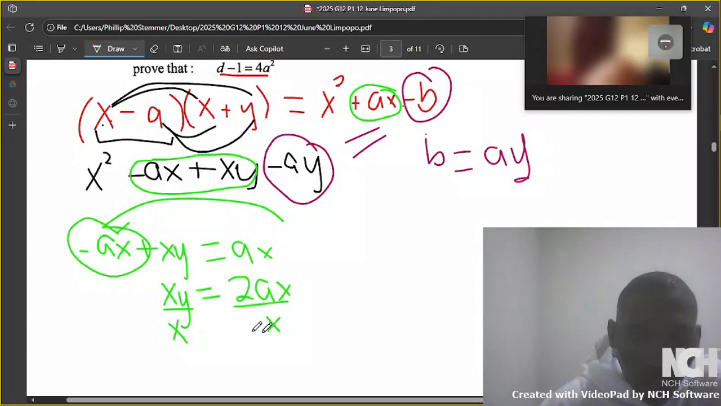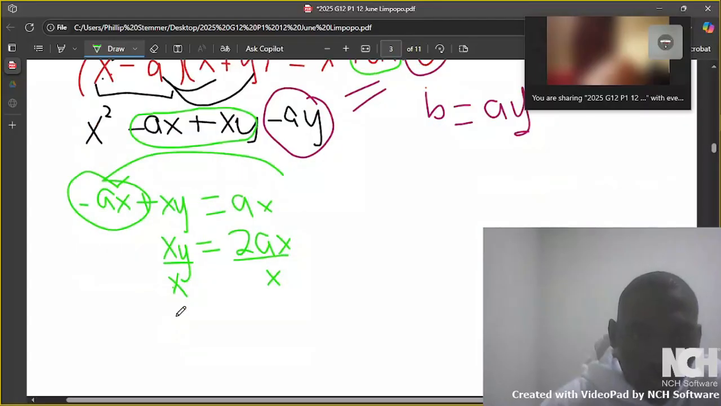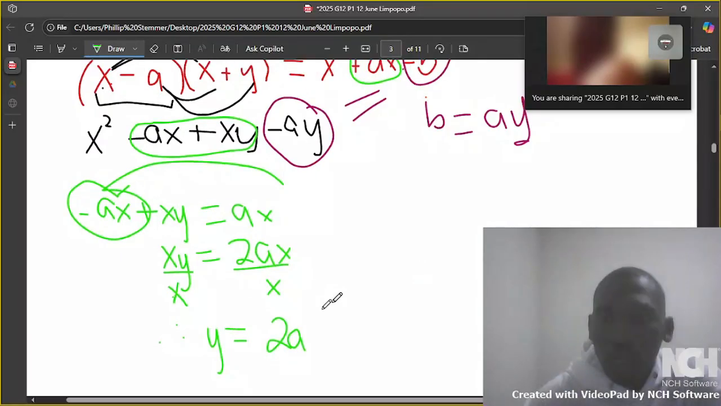And then cancel the x's. Cancel the x's. y is equal to a. Therefore y is equal to 2a. And then again, we already know what our y is equal to, 2a.